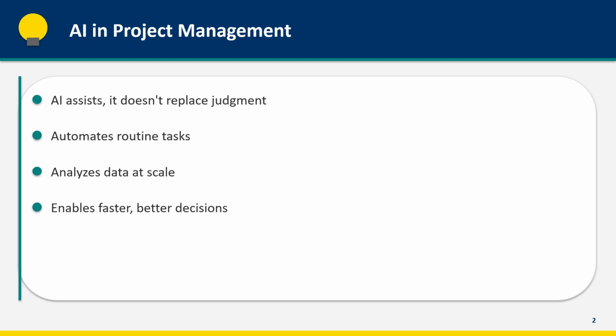AI excels at automating routine tasks. Why spend hours on status report formatting when AI can do it in seconds? It analyzes data at scale, patterns in hundreds of past projects that you'd never spot manually. It enables faster, better decisions by providing information and analysis quickly.